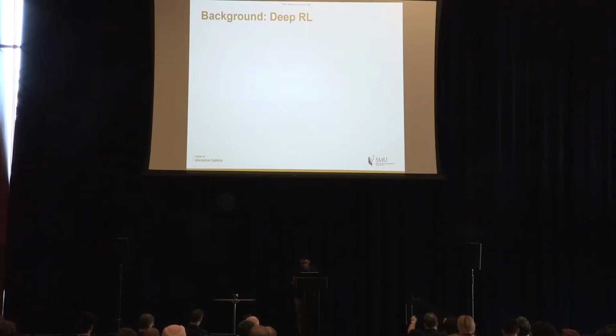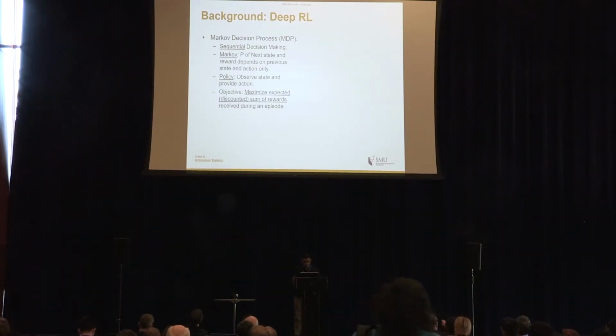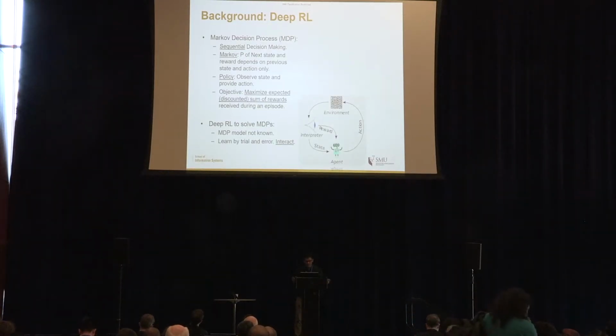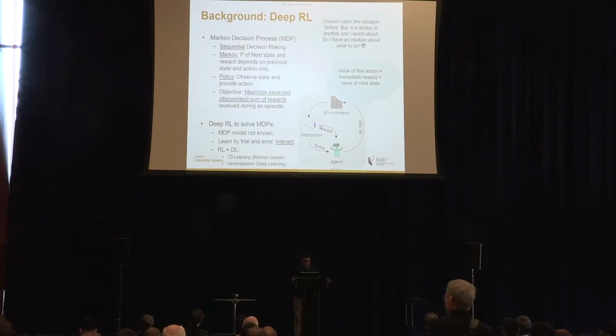Let's begin with a quick revision of deep reinforcement learning, which I guess I don't need to go into. It's meant to solve MDPs, and in reinforcement learning, the MDP model is not known. So you have to learn by trial and error by interacting with the environment. The main key insights behind deep reinforcement learning are one, temporal difference learning, and the other, using deep learning to generalize better.